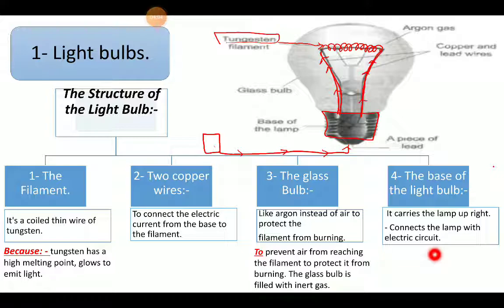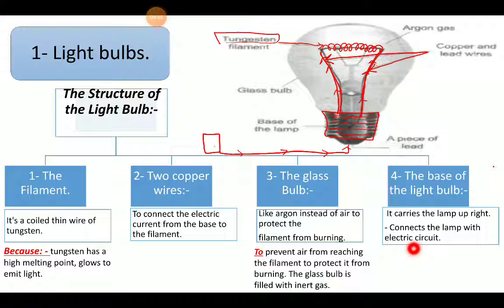So, can you tell me what is the function of copper and lead wire? We can say that they allow electric current or electricity to pass from the base of the light bulb to the tungsten filament. We talked about the first component of the light bulb, which is the filament.